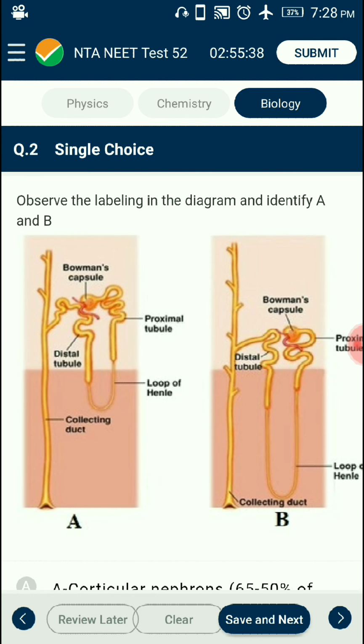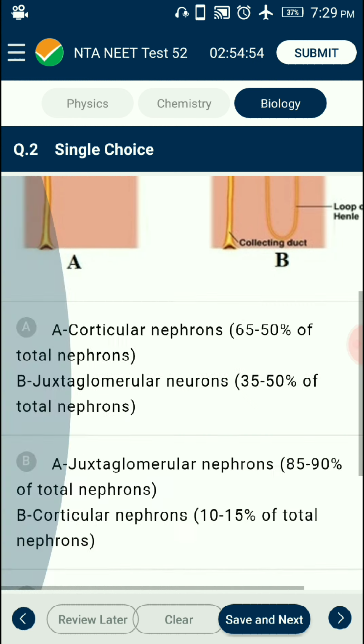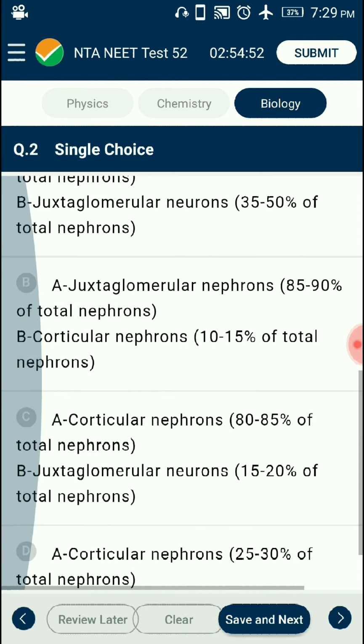Question number 2. Observe the labeling in the diagram and identify A and B. The human kidney has about 85% cortical nephrons and about 15% juxtamedullary nephrons. The cortical nephrons are highly coiled structures with the majority of the parts present in the cortex region. Juxtamedullary nephrons have a long loop of Henle which runs deep in the medulla, well developed vasa recta, and are mainly activated during the shortage of water. So the correctly matching option is option C.